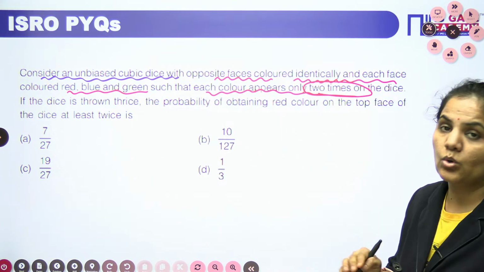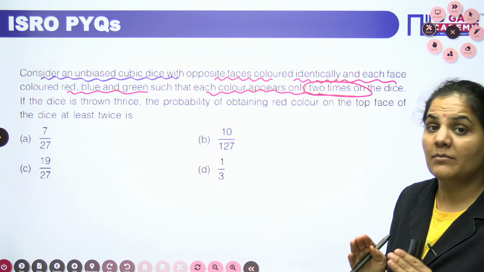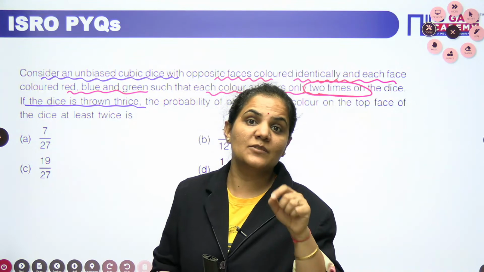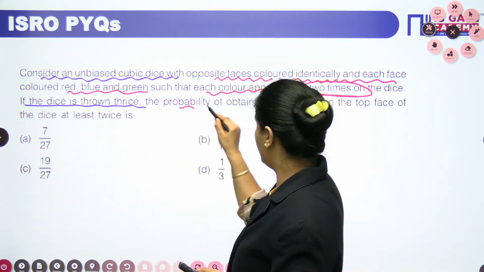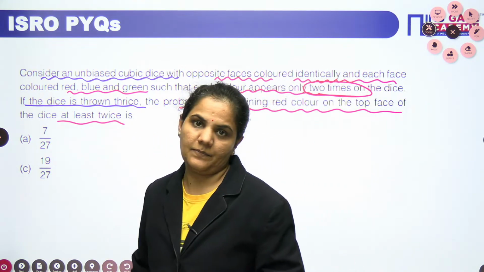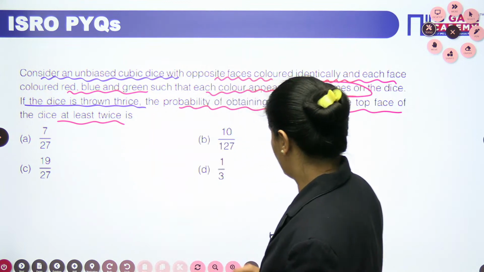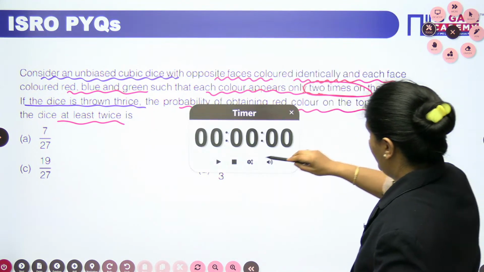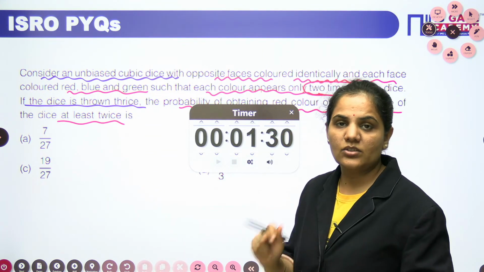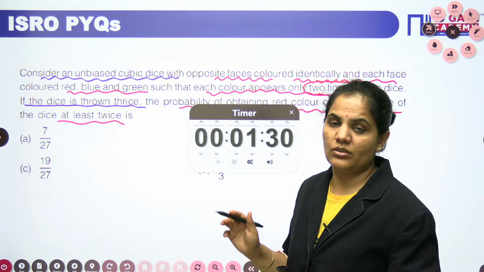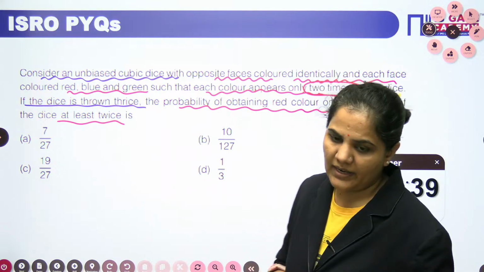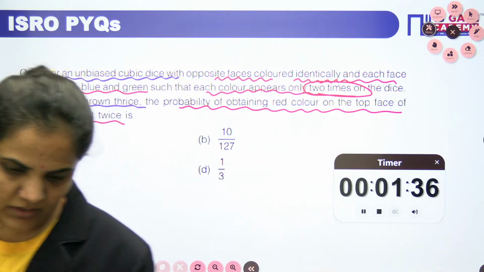If the dice is thrown thrice, surely I need to use binomial distribution here, because my dice is thrown thrice. Find the probability of obtaining red color on the top face of the dice at least twice. At least twice. So this is a very good question. We already had a discussion on the same pattern. This is also a GATE question. You can try it very easily and solve the question. So you will try, then we will have a detailed discussion on this question also.